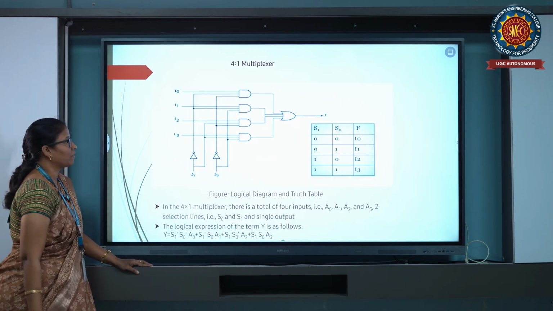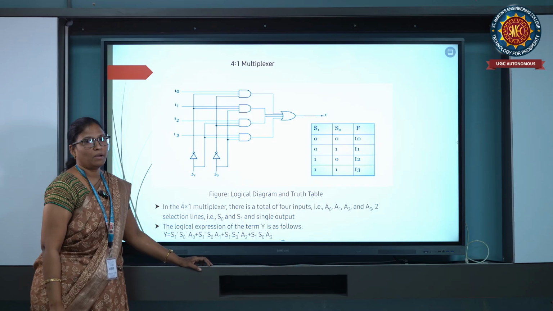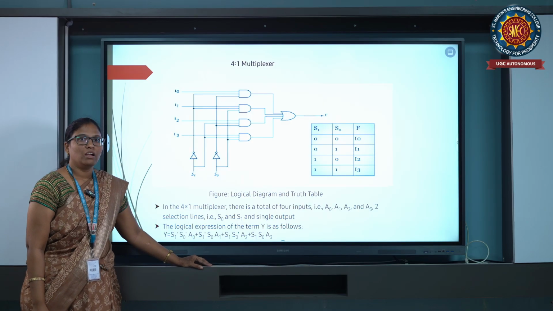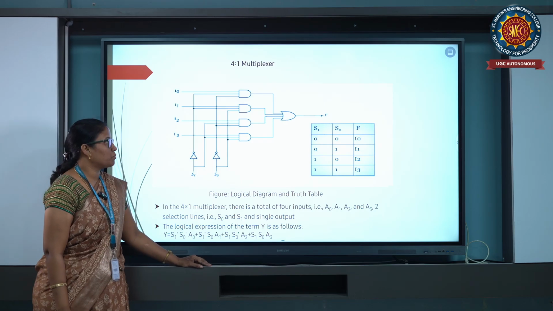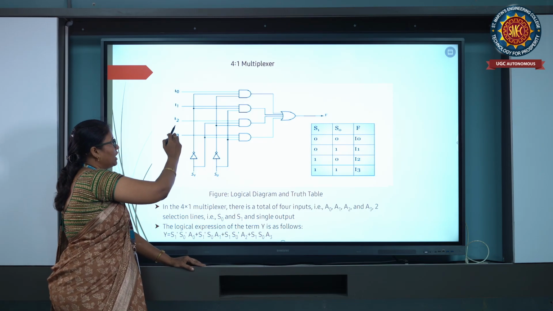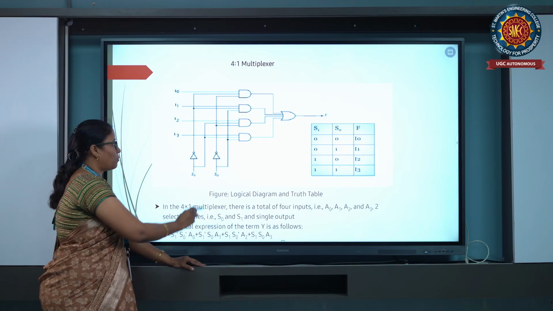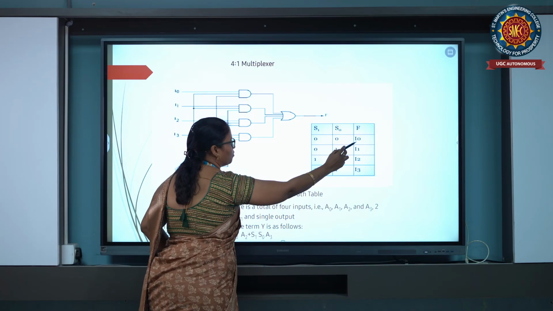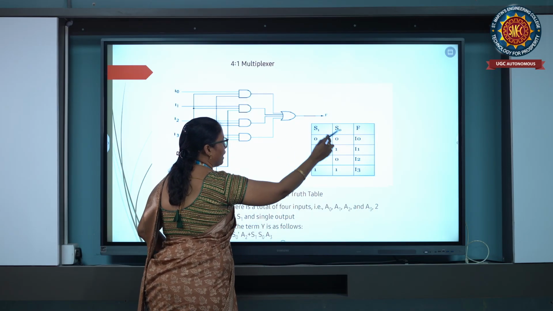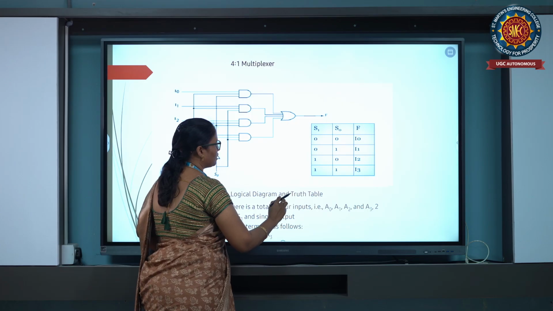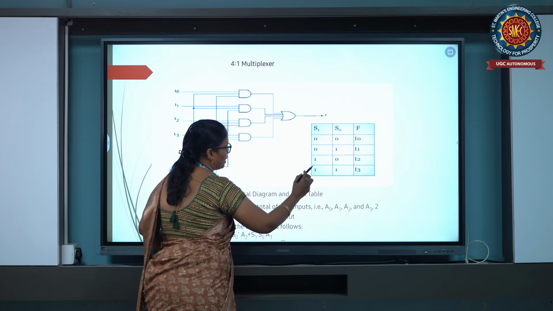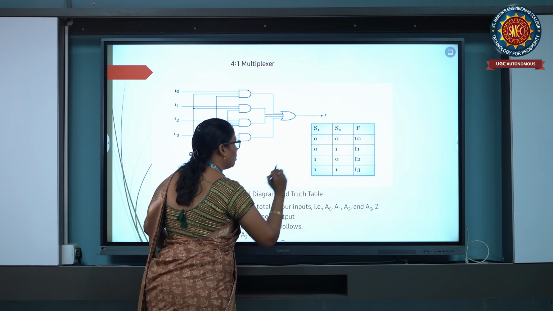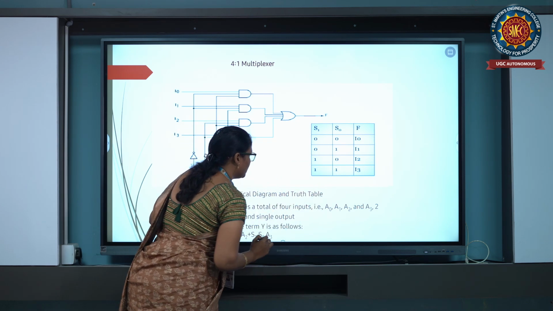Next, going to 4:1 multiplexers. A 4:1 multiplexer has only one output and the inputs are I0, I1, I2, I3, based upon these selection lines. When it is 0, 0, I0 is given at the output, when it is 0, 1, I1 is given at the output terminal, when it is 1, 0, I2 is given at the output terminal, and when it is 1, 1, the output is I3.